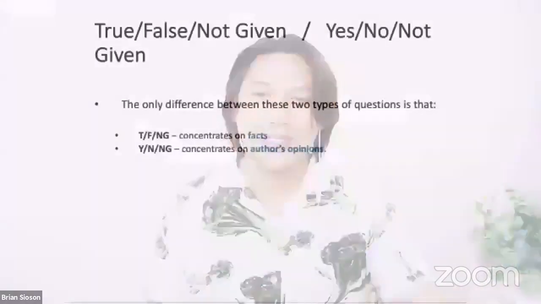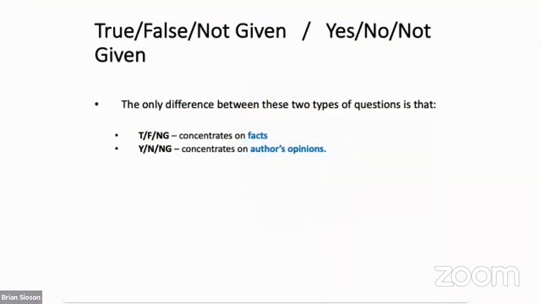Our interpretation and our own analysis will not matter in true, false, not given. The only source of your answer is the passage, nothing more. When you go beyond the passage, you get the wrong answer. So I think this is the reason why a lot of people get very poor grades when it comes to true, false, not given, because they're too smart.